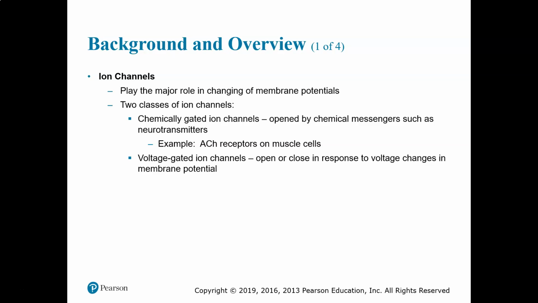Ion channels that are located within the plasma membrane of your neurons and your muscles play roles in changing membrane potentials. Now, membrane potentials are basically voltages, and a voltage can have an overall negative or an overall positive charge. But at a resting state, the voltage across the plasma membrane is negative.